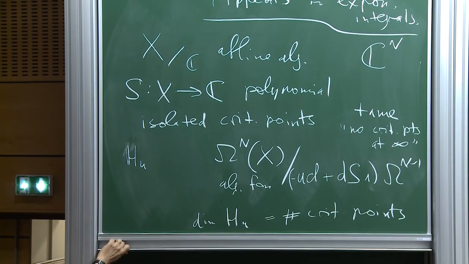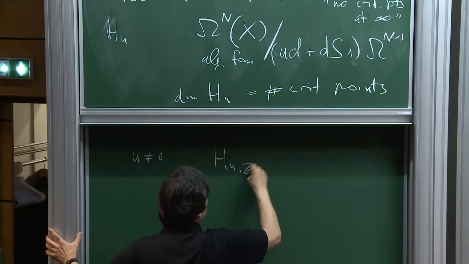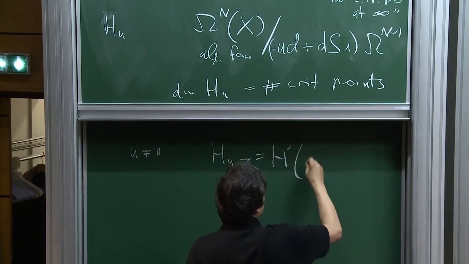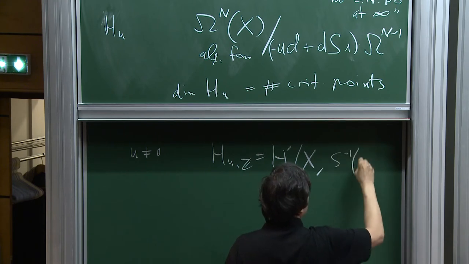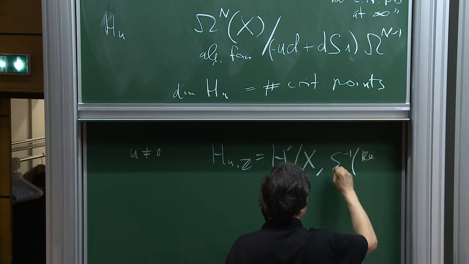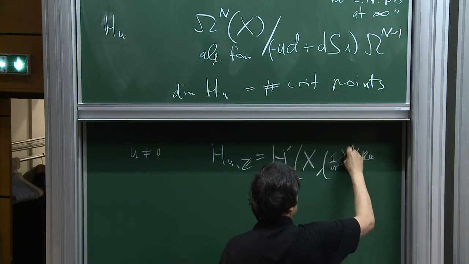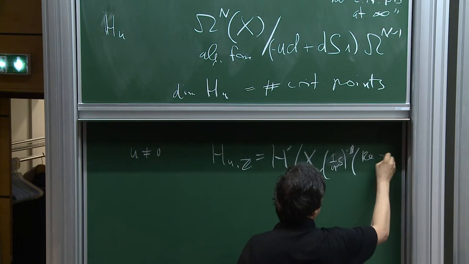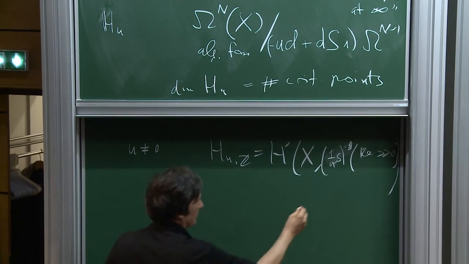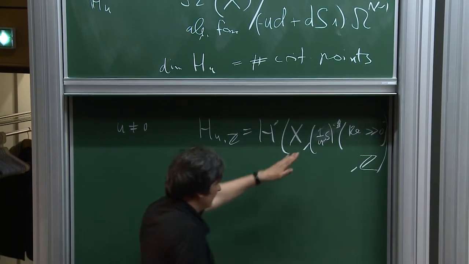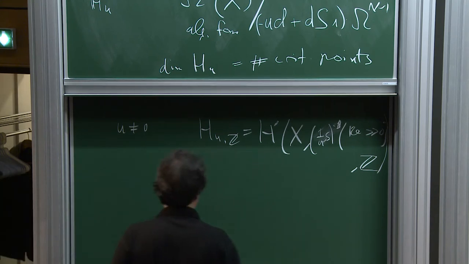Now I want to say what is the lattice. For u not equal to 0, the lattice will be the cohomology of the following set. We consider X and the pre-image of the domain where the real part of S divided by u is very, very big, and we take cohomology with integer coefficients.